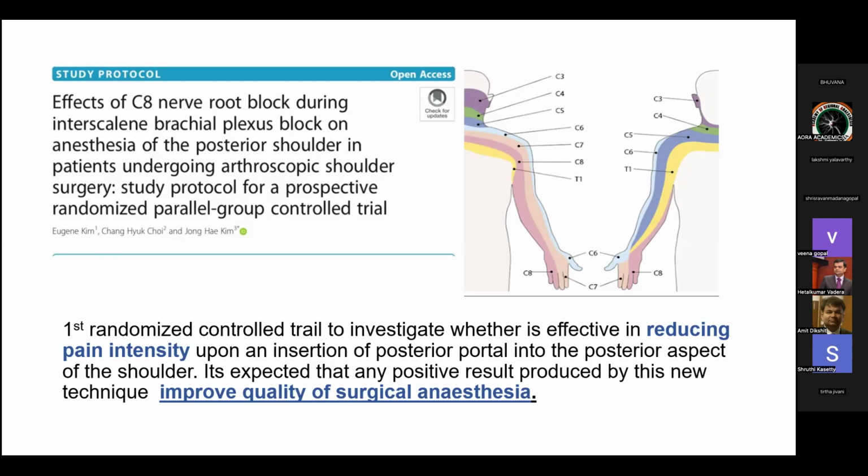So, based on Keegan and Garrett's dermatomal map, they found that C8 was supplying the shoulder in the posterior.